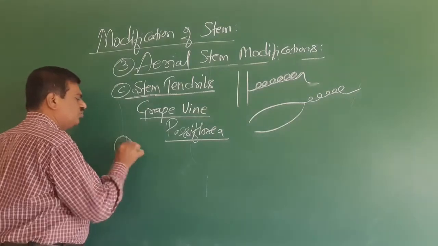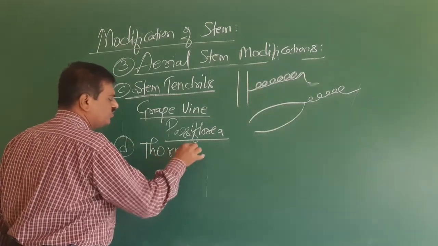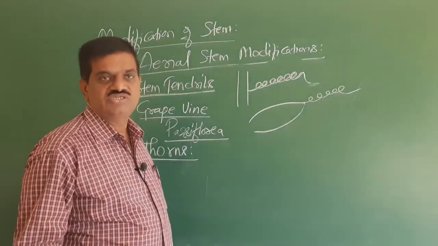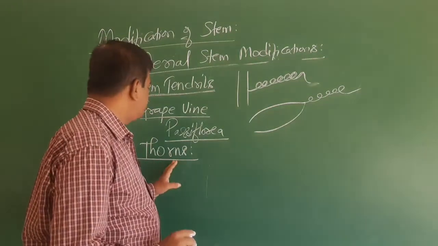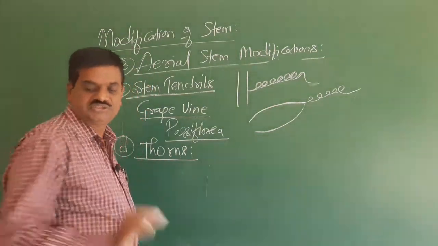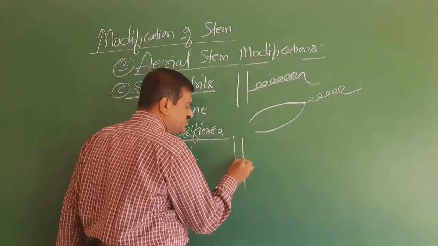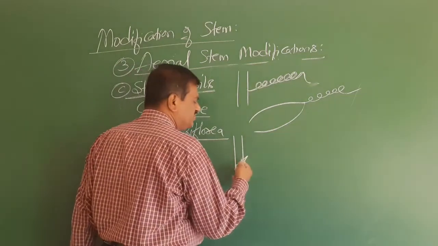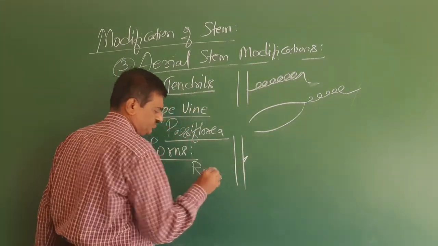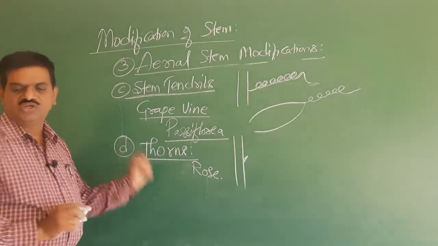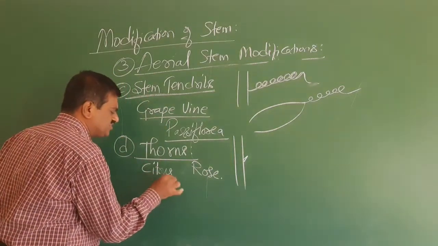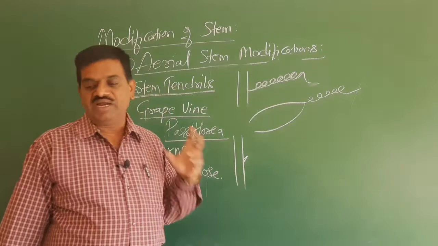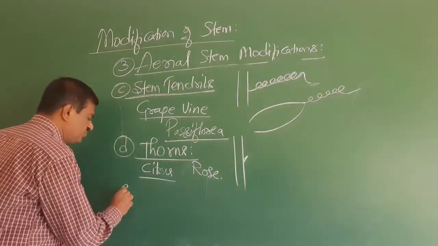Now we go for one more called thorns. We know that in the stem there are spines, thorns, hooks, all of which are present for the sake of protection. Here we see that at the nodal regions of the stem there is a presence of thorns. It can be noticed in the rose. In the rose there is a presence of thorns, or in some of the citrus you can see, or in some of the bougainvillea. Bougainvillea is nothing but a paper flower, and there is a presence of thorns.